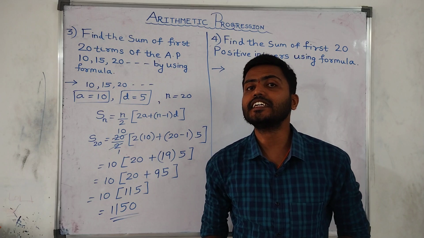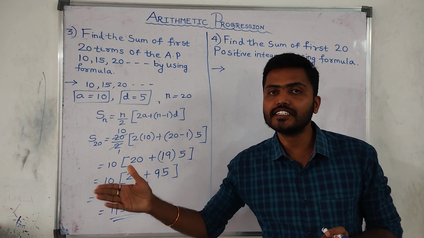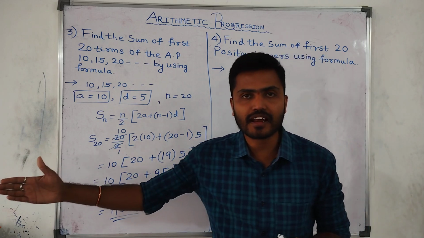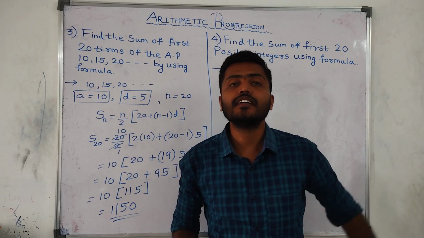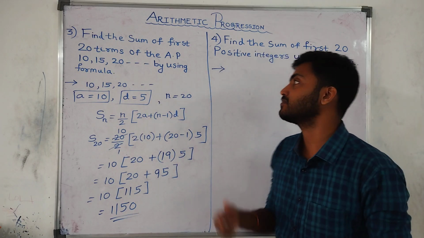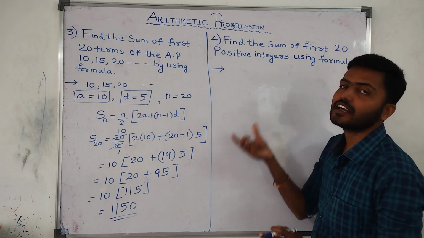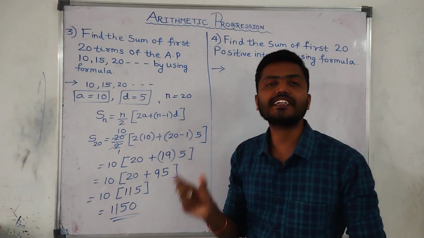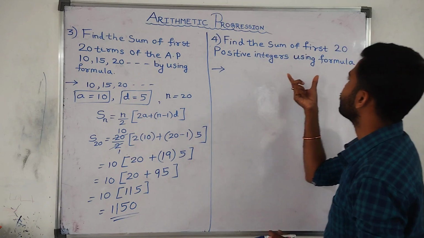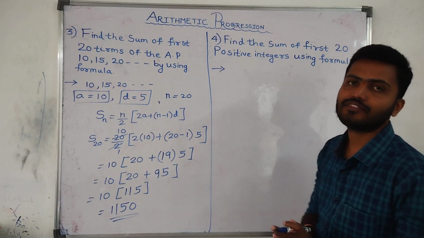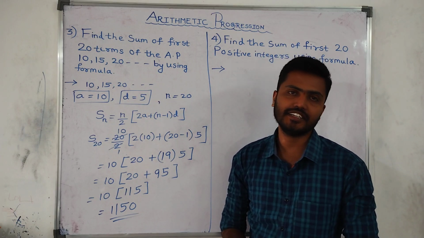So among integers, we have positive integers which are on the right side of the number line, and negative integers which are on the left side of the number line. So what have they asked in the question? You have to find the sum of the first 20 positive integers. Okay, first 20 positive integers.